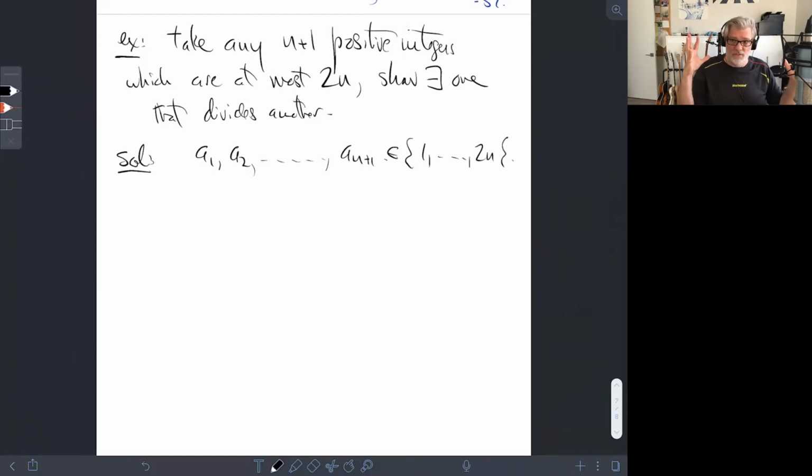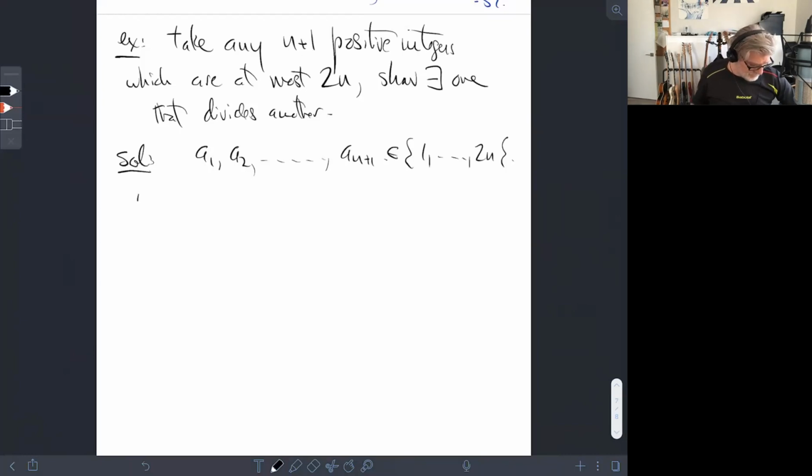Unless you see the solution immediately, which may happen. Obviously, if 1 is there, you're done, so you could always suppose that 1 is not in the list, although it's not going to help for our solution. You can also suppose they're all different, because if there's a repeat in your list, then it's trivial: the number divides itself. But in any case, here is the trick.